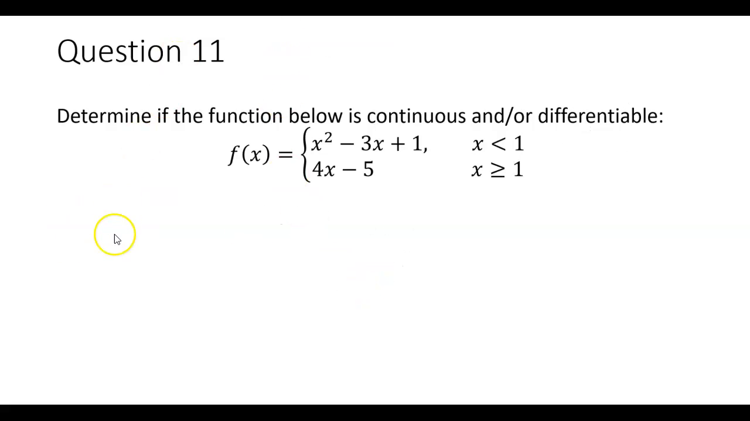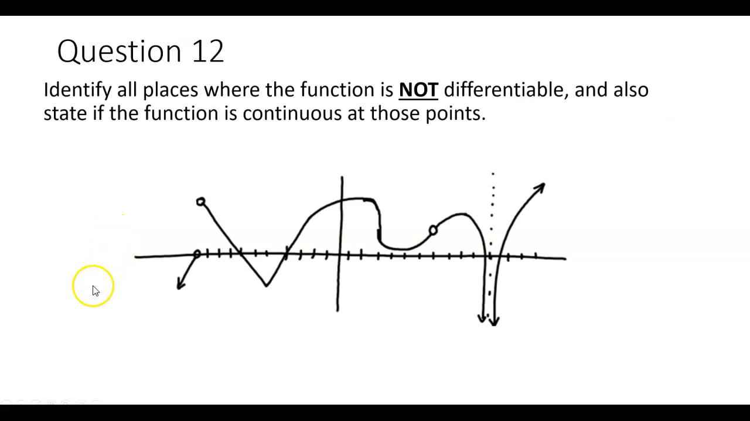Okay? All right, let's go ahead and move on to number 12. This says identify all the places where the function is not differentiable. Also state if the function is continuous at those points. So we talked over the weekend about points where a function is not differentiable. So you might want to get out those notes now and use that to help refresh your brain. But anywhere that the function is not continuous, the function is not differentiable.